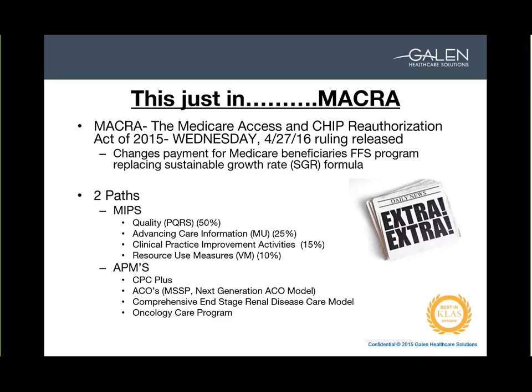It gets a little complicated, and my topic will not be much about MACRA today, but I want to highlight something here for those that are doing the PCMH path. Under MIPS, clinical practice improvement activities is going to be 15% of that. And if you are a PCMH recognized practice, you will get the total points allotted and get the full 15%, and it's basically 60 points if you really need to know.